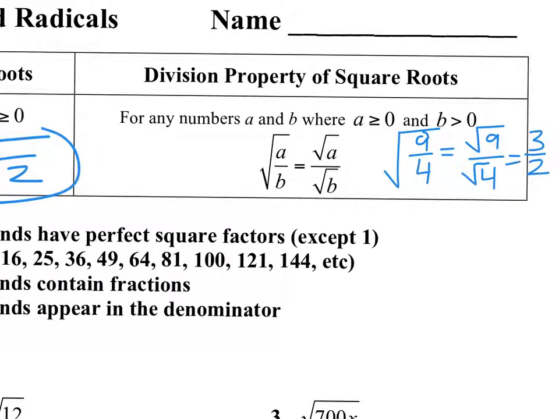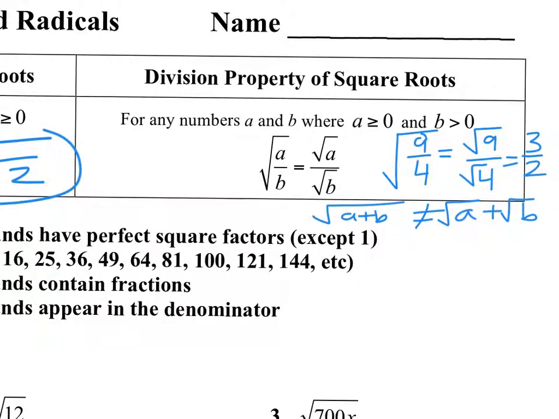These properties do not work with addition or subtraction. In other words, if I have the square root of a plus b, it is not equal to the square root of a plus the square root of b. It doesn't work with plus or minus. Just multiply and divide. Okay, so here are our rules.